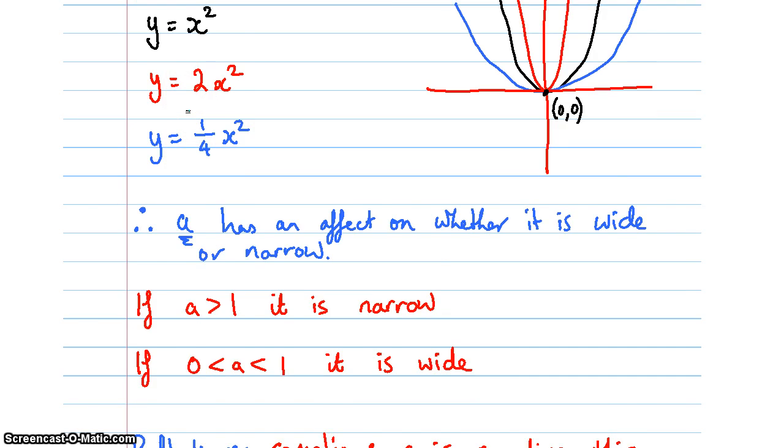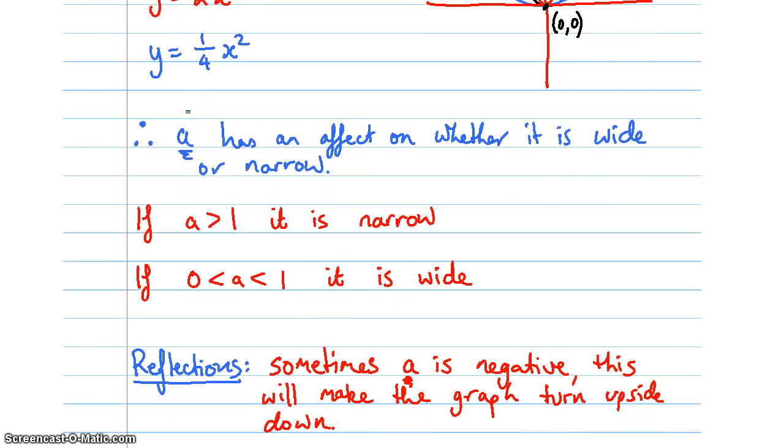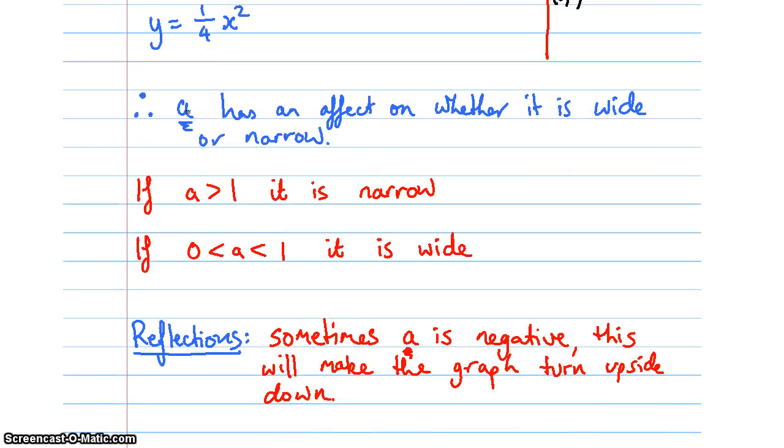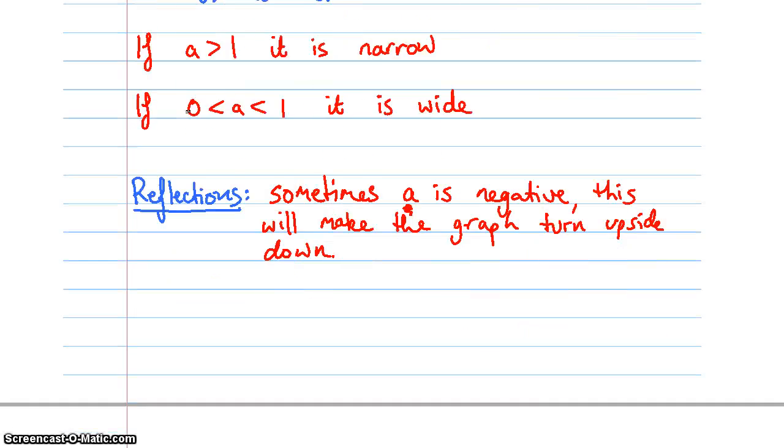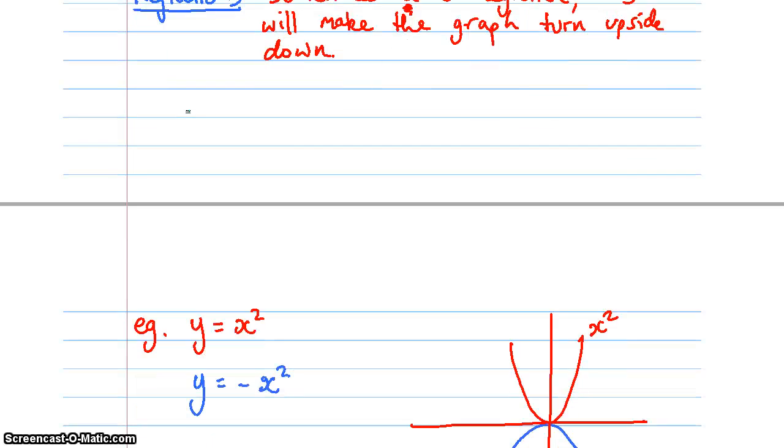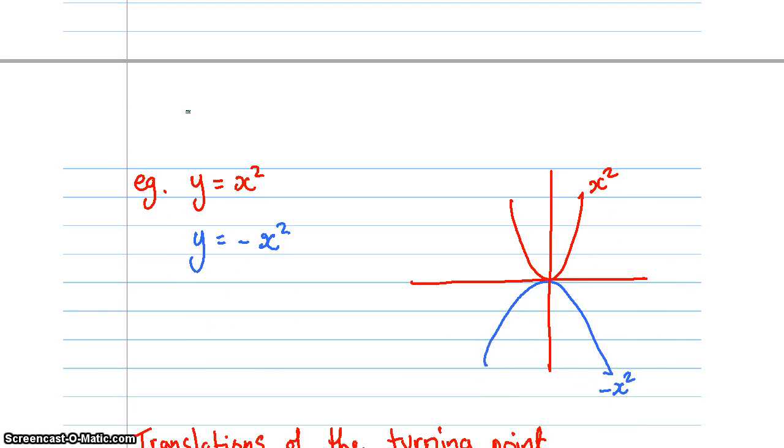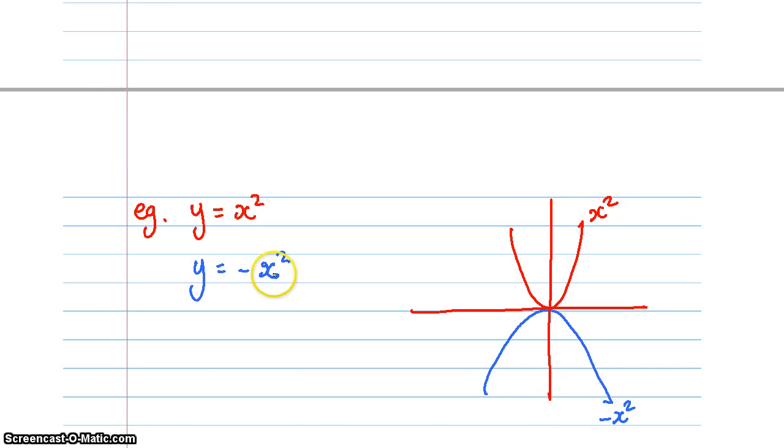Okay. Another thing that can happen to a graph is that it can be a reflection. Sometimes A is actually negative, and this makes the graph turn upside down. So if I have a look at an example, y equals x squared. If I get y equals negative x squared, so the A in fact is negative 1 in this case, I get the identical graph, and it should actually be identical. I should have drawn it identically, except rather than being a smile, it's a frown. Okay, so it actually reflects things around the x-axis in this case.